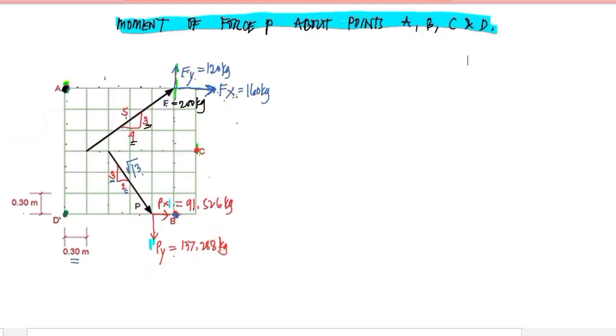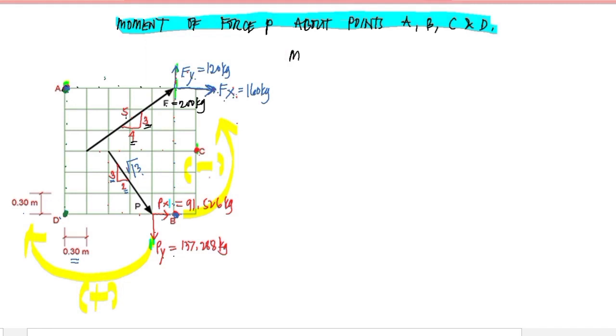Okay, so let us now compute for the moment of force P about points A, B, C, and D. So, let's start with point A. If this is the point A, dito, ang mag-create ng moment kay point A is the Px and the Py. So, Px will rotate counterclockwise, and this is negative moment. And the Py will rotate clockwise, and this is positive moment.